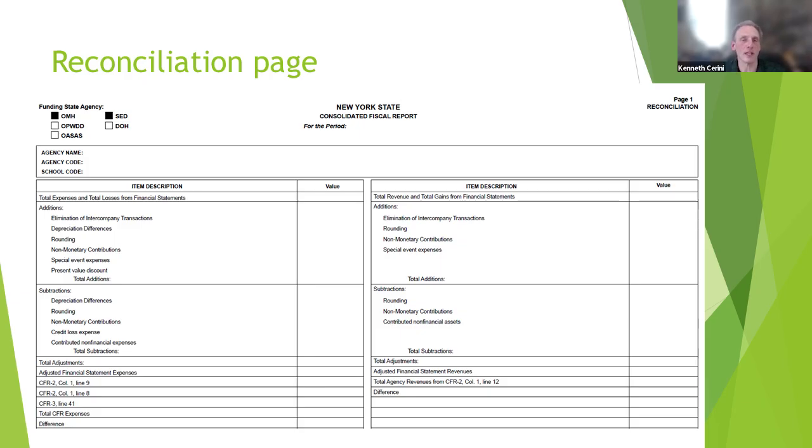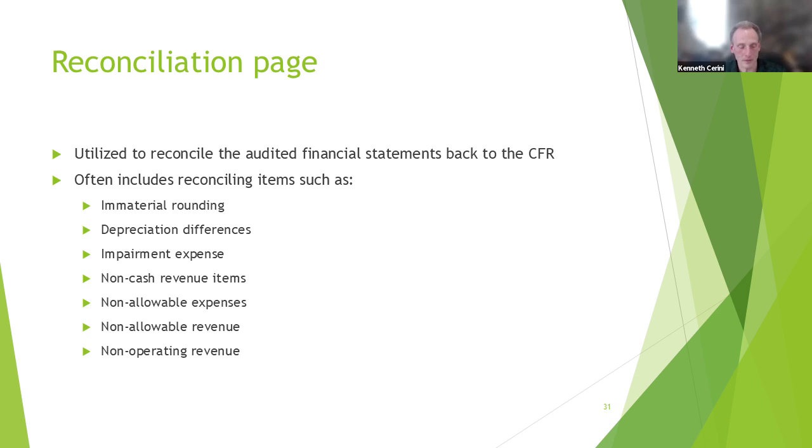So the purpose of this schedule is to make sure that there's a clear reconciliation between your financial statements and the CFR in terms of total costs. So this is going to reconcile everything back to that CFR 2 schedule, the total cost column of the CFR 2 schedule. This outlines some of the things that we just talked about, so I'm not going to go into that.